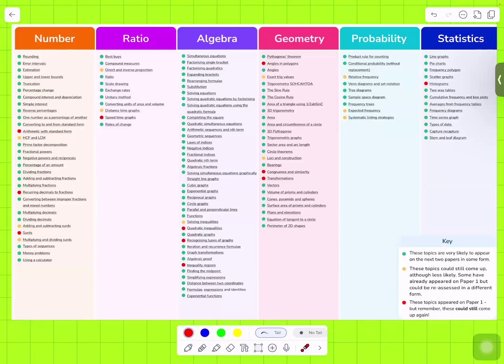So these are the various topics for GCSE Mathematics. And the ones which are in red are the ones that were in paper 1. So you had in paper 1 an arithmetic with standard form. You had a recurring decimal. So these ones which are in red were in paper 1. So I'll put the number 1 next to it. That way you would know it was in paper 1. The ones which are in red were in paper 1.